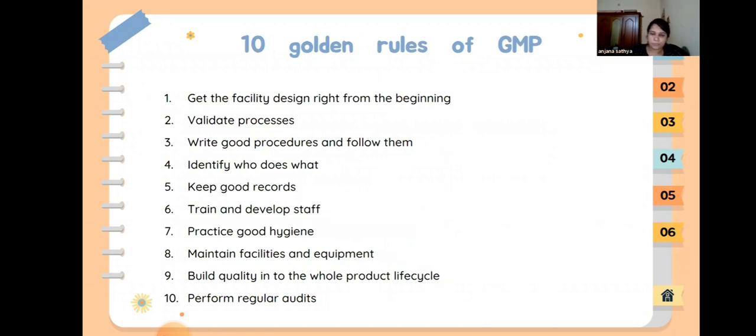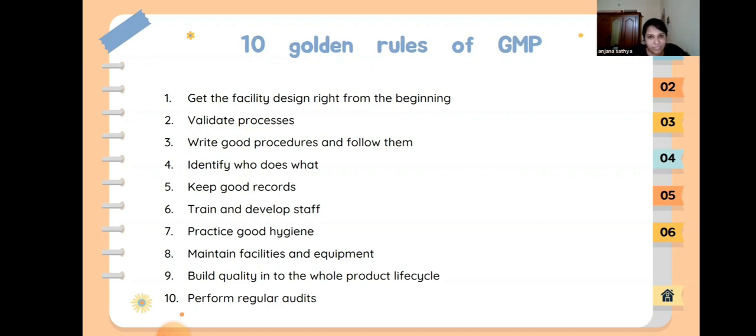10 golden rules of GMP. There are certain rules that have to be followed. These are not mentioned in Schedule T of GMP, but as a guideline, you can use these golden rules when you are working in a production company. Get the facility design right from the beginning itself. You have to form the design right from the beginning itself. Then you can follow it consistently, and validate each process and follow it.